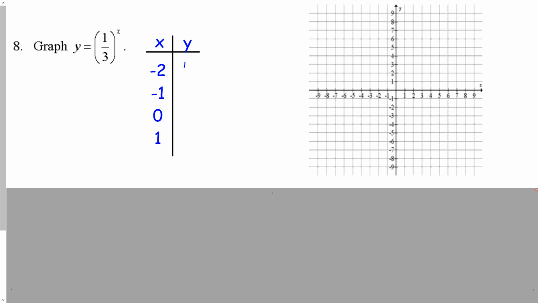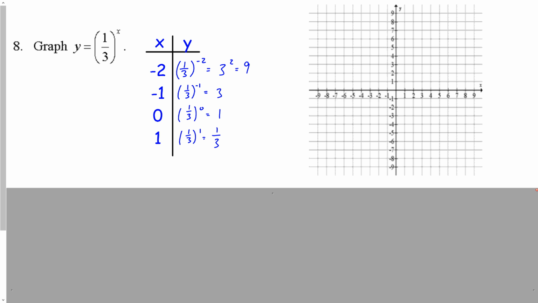If we plug these in, we have 1/3 to the negative second power. This means we have to flip the fraction, which makes our exponent positive. So this is now 9. If we have 1/3 to the negative first, we flip the fraction, makes the exponent positive. So 3 to the first is just 3. 1/3 to the 0 is 1. Anything to the 0 power is always 1. And then we have 1/3 to the first. That is just 1/3.